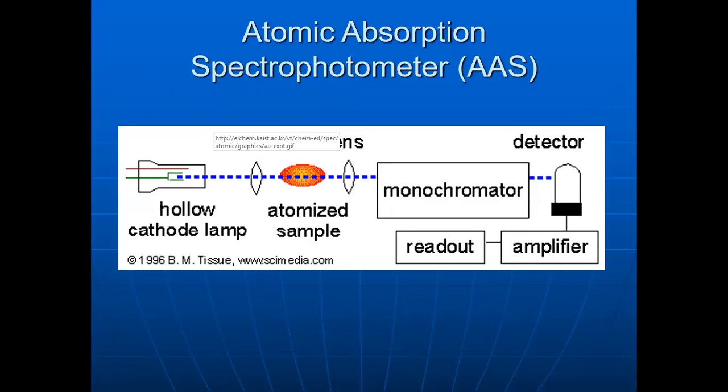Personally, I have seen this hollow cathode lamp will be there, and you can see some radiations will be taking place here. Some lens will be there. Here, the sample will be atomized. Exciting will be taking place. Then what will happen? These are the lens. From this lens, it will go to the monochromator. Here we will fix in the monochromator.